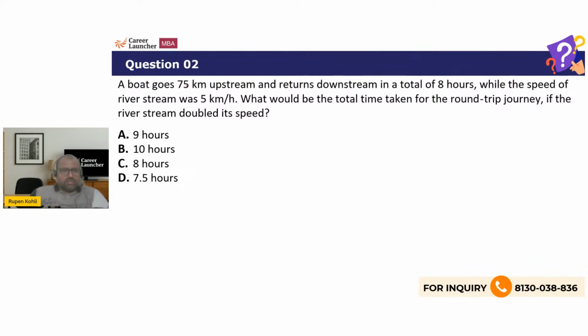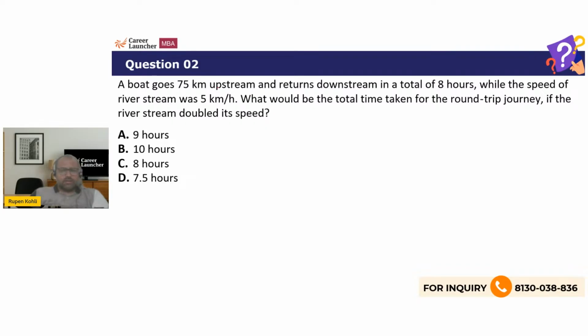A boat goes 75 kilometers upstream and returns downstream in a total of 8 hours, while the speed of the river stream was 5 kilometers per hour. Boat's speed is not given. That is what we can try to find from this information clearly. What would be the total time taken for the round trip journey if the river stream doubled its speed?